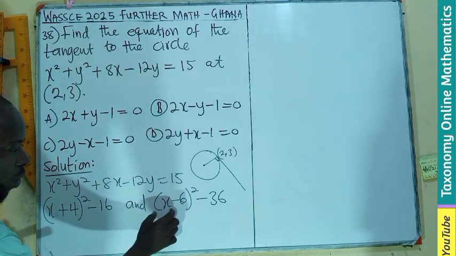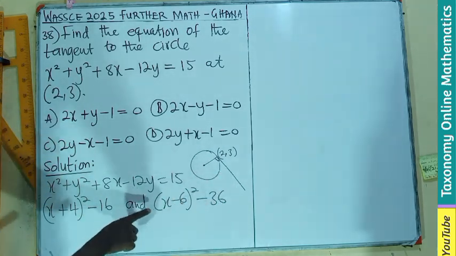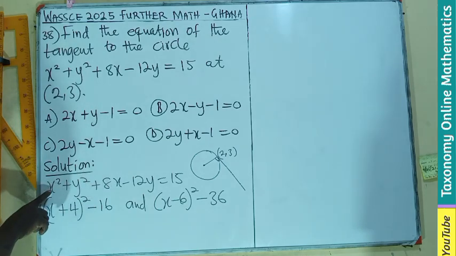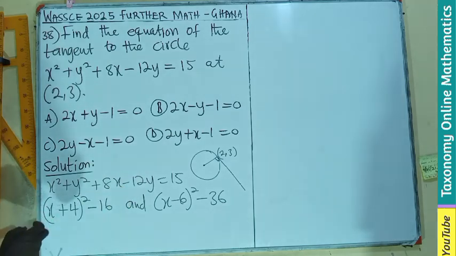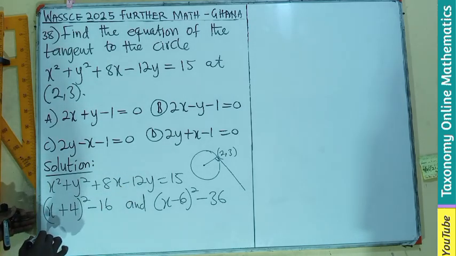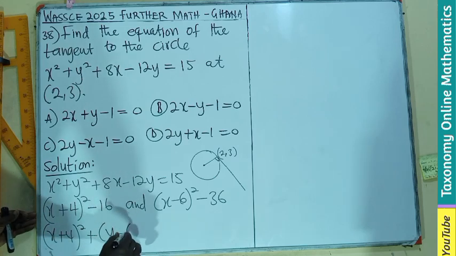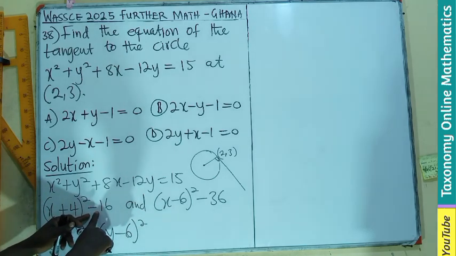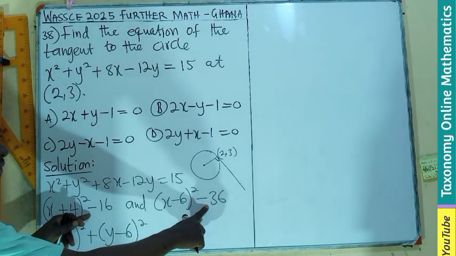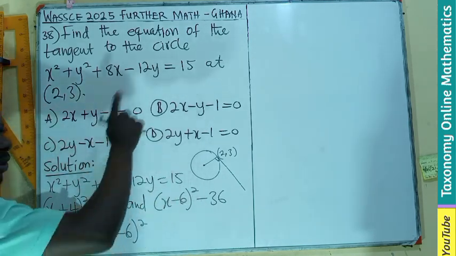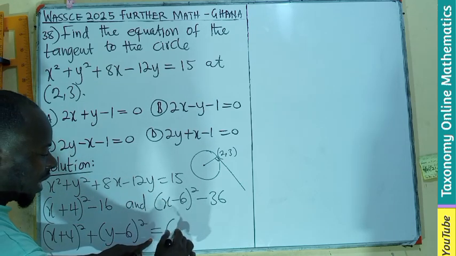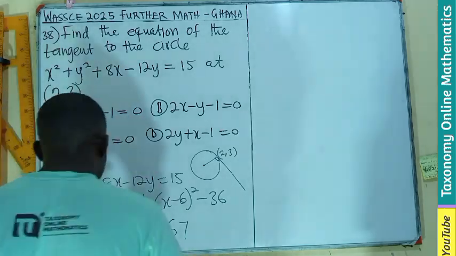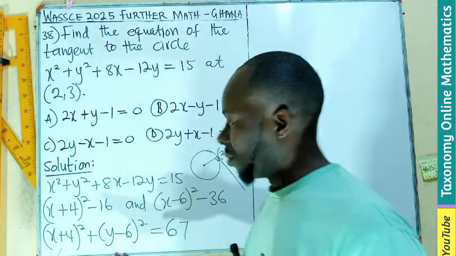So you can see that if I open these brackets, the 36 will take away all these things, and I'll be left with only the y squared and the 12y. So bringing all of this to the left side, I should have x plus 4 all squared plus y minus 6 all squared, minus 16 minus 36, which is minus 52, equals 15. When you transpose that to the back, it becomes 52 plus 15, that's 67. So this is the equation of the circle in this form.